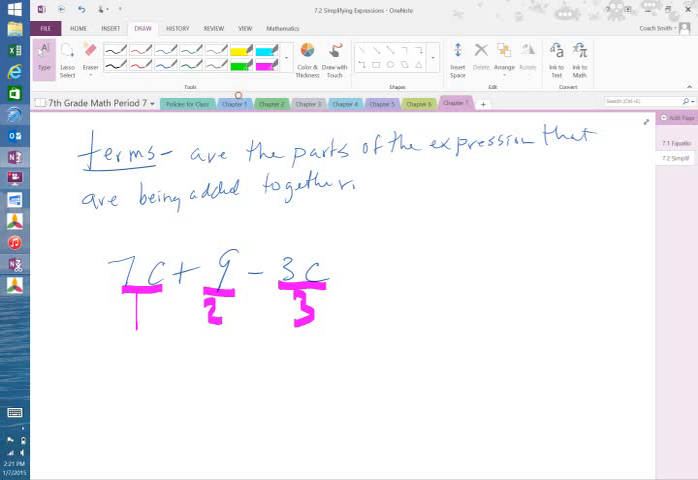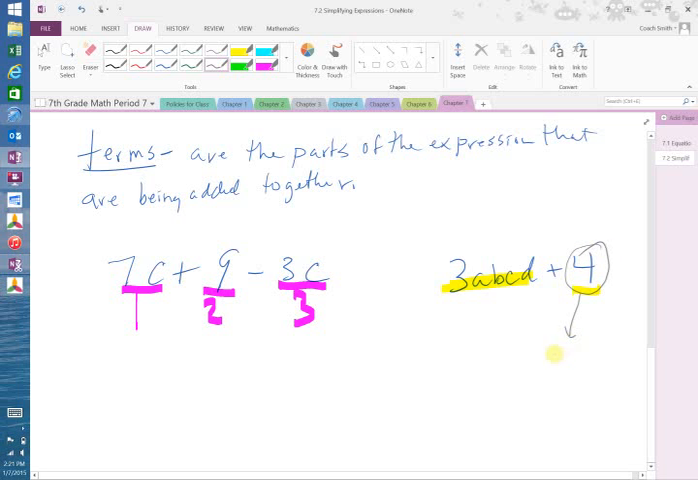A term can look like this. How many terms are in that problem? 2. Okay? Even though 3abcd is multiplying a times b times c times d, that's 1 term. Even though it has multiple numbers and letters, it's still only 1 term. 4 is 1 term. Okay? We call 4 a constant.